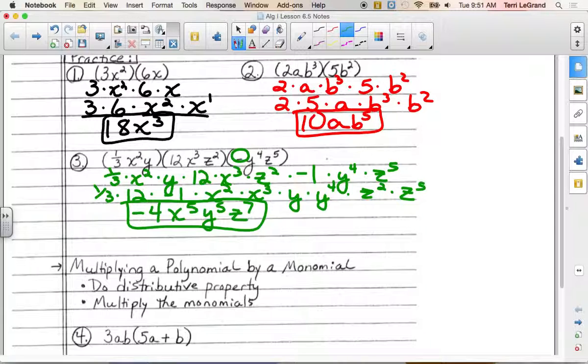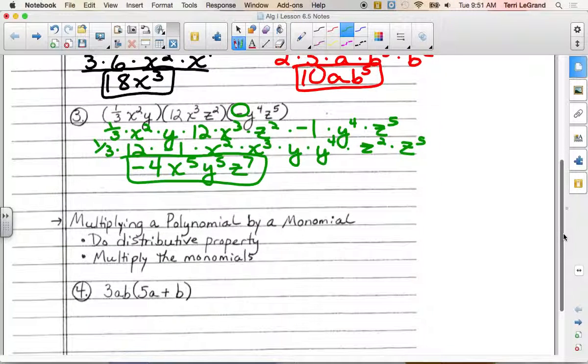See if you agree with me, or do you need to challenge me? Do I need to change my answer? What do you feel? X squared times x cubed, 2 plus 3, 5. Y times y to the 4th. Y is y to the 1st. 1 plus 4, 5. Z squared times z to the 5th. 2 plus 5, 7. A third of 12 is 4, and 4 times a negative 1 is negative 4, right? Okay. So monomials times monomials. Any problem with those at all?